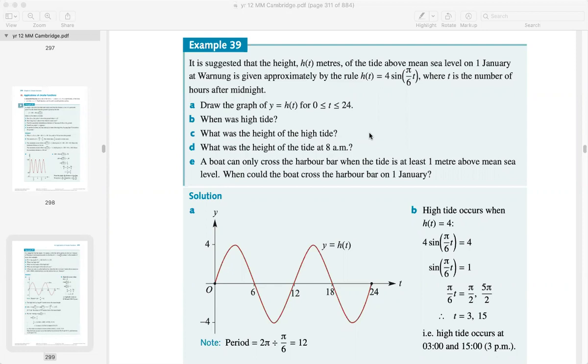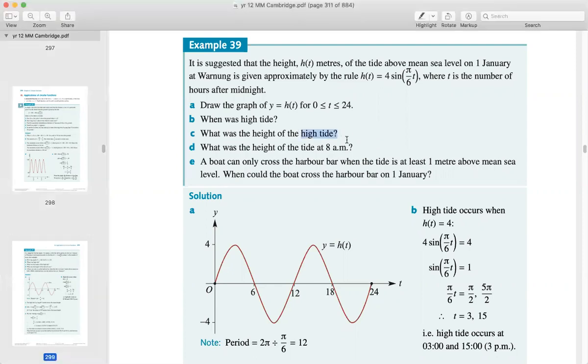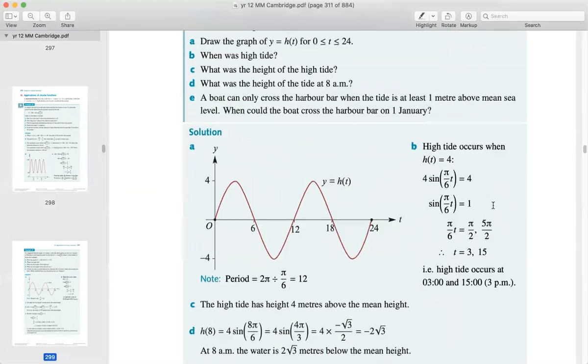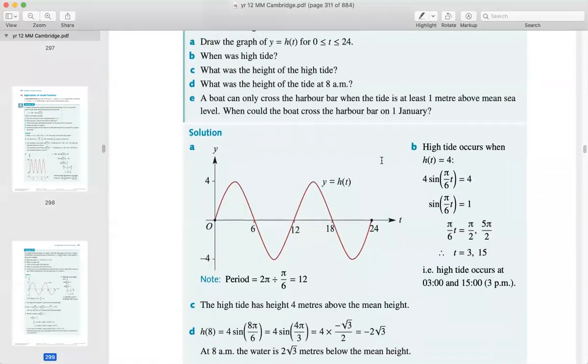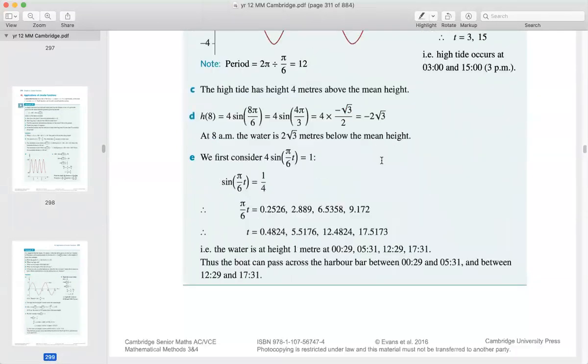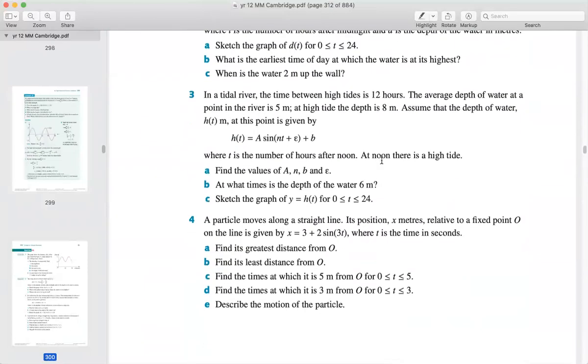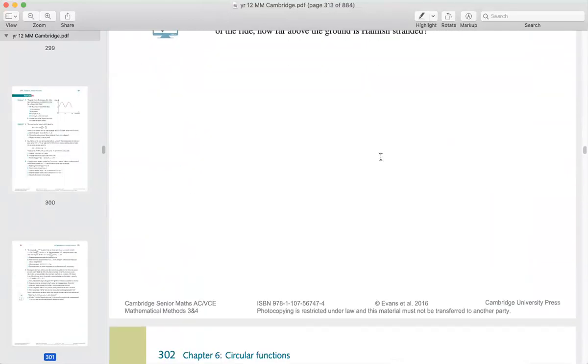And some words you should remember, like high tide, or the crossing of the harbor bar, or something like that. So you have to be familiar with the words used in such scenarios. And of course, another one is the timing: AM, PM, and how to convert to the 0 to 24 hours format. So this is pretty much it for 6L.